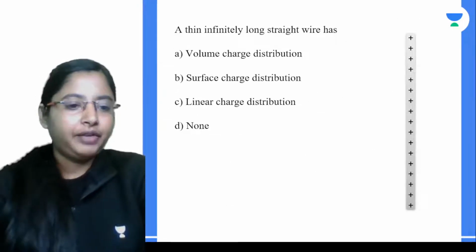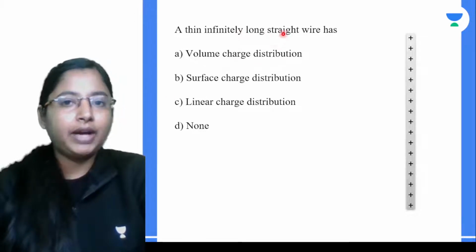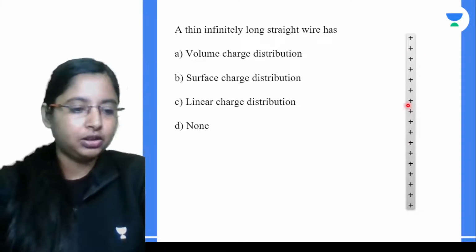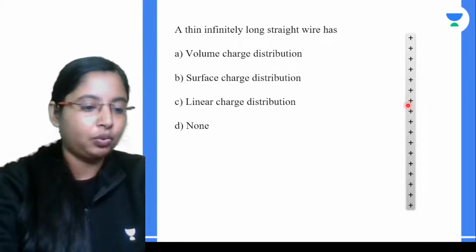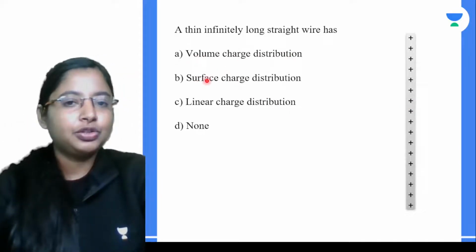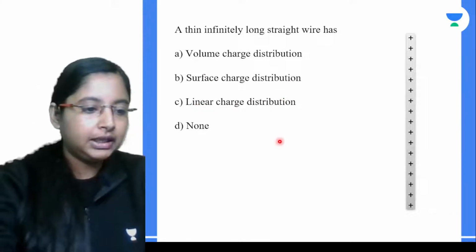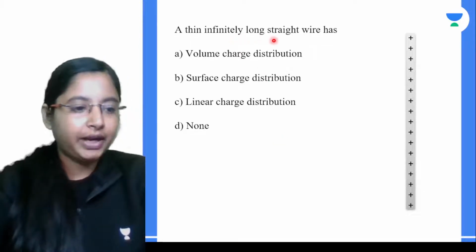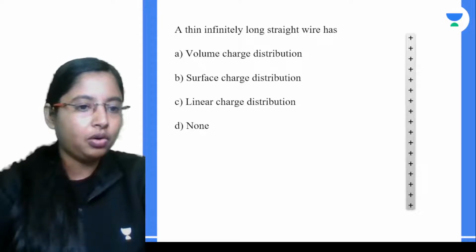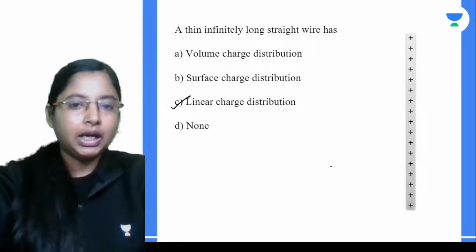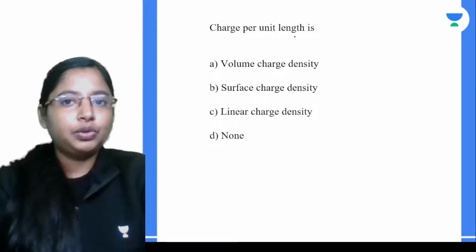Alright, now we have a thin infinitely long straight wire. What type of distribution would such a wire have? There are basically 3 types of distribution: volume charge distribution, surface charge distribution and linear charge distribution. A thin infinitely long straight wire always has a linear charge distribution. Now, what is charge per unit length?